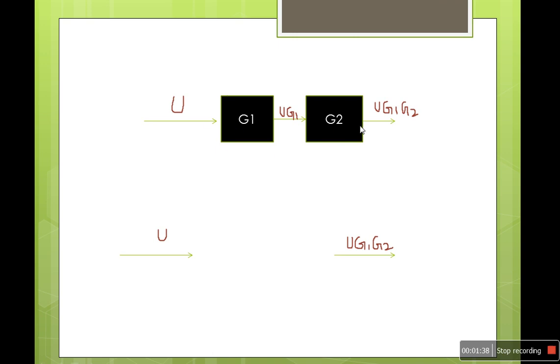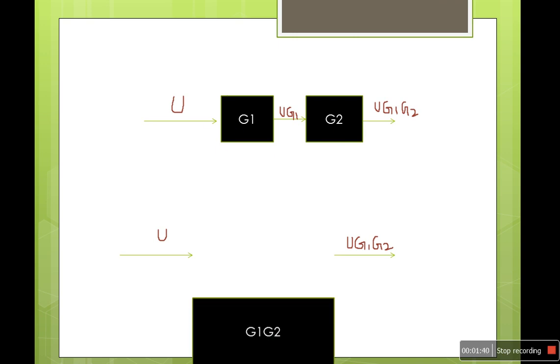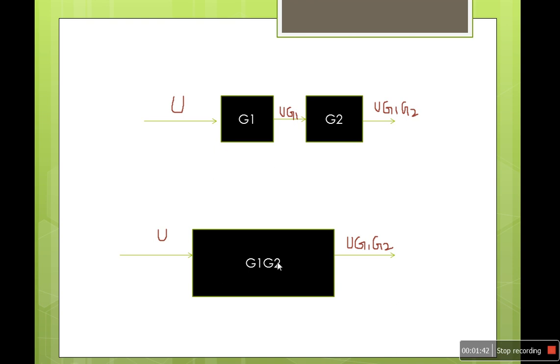In order to represent that, I take only a single block, and the gain value of this block is equal to the multiplication of the individual block values. Here I have gain G1, here gain G2, and I represent this system in a simple way using only a single block with the gain G1 into G2. Here you also get the same output, that is, U is multiplied with this value, so the value is U into G1 into G2.